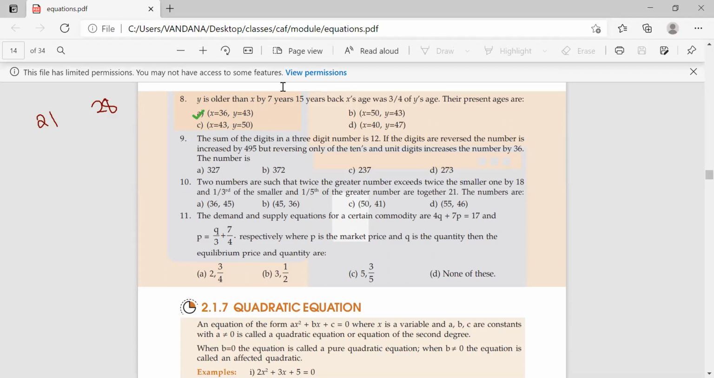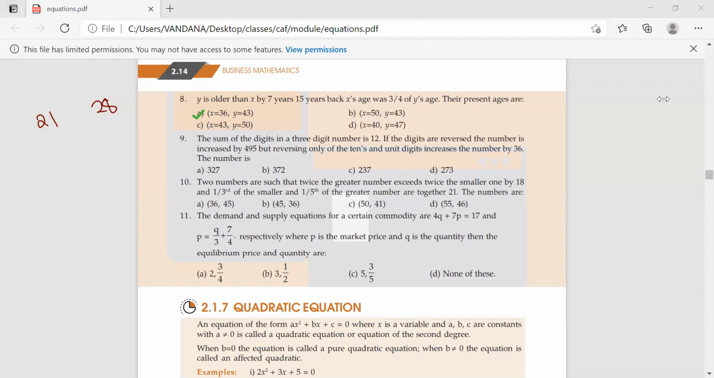If you reverse the digits, if the digits are reversed, the number is increased by 495. So if I add 495 to the first option, 327 plus 495, what is my answer? It is 822. It is not reversing. So then I'll take the next option, 722 plus 495. It is 867. It is not reversing.